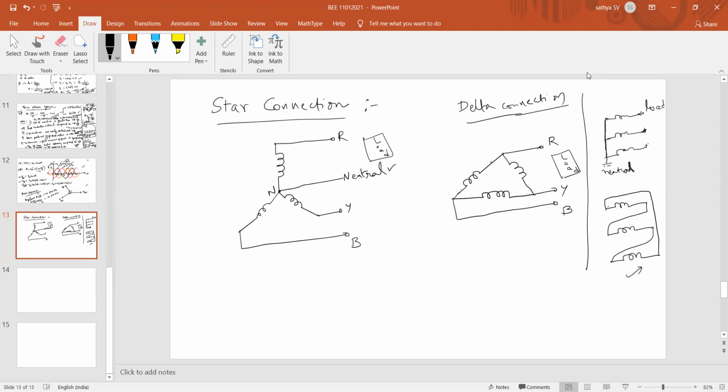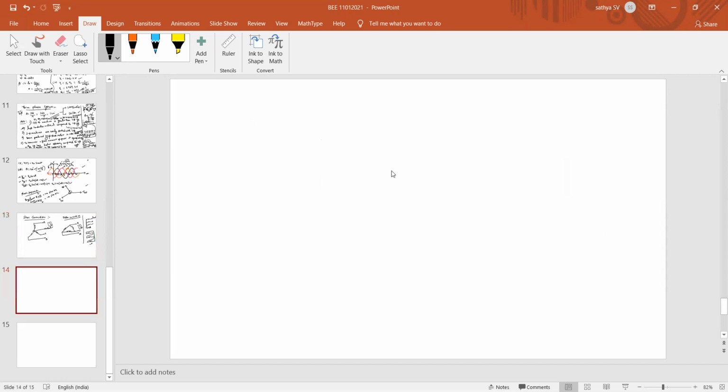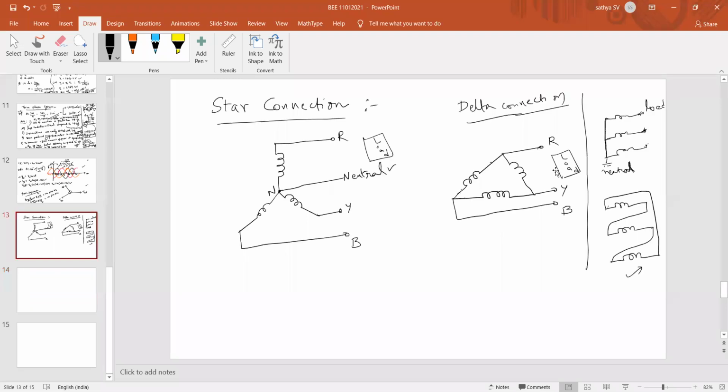Understand the star and delta connection now? What is the differentiation between these two? Now we will move on to the in-depth analysis of these two. I will explain the star connection so that you can write it down in a similar fashion for delta. See, I will draw it once again for our derivation.